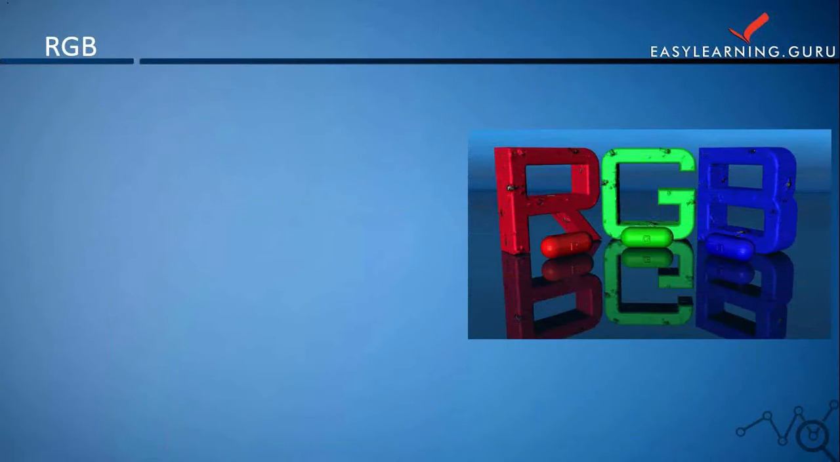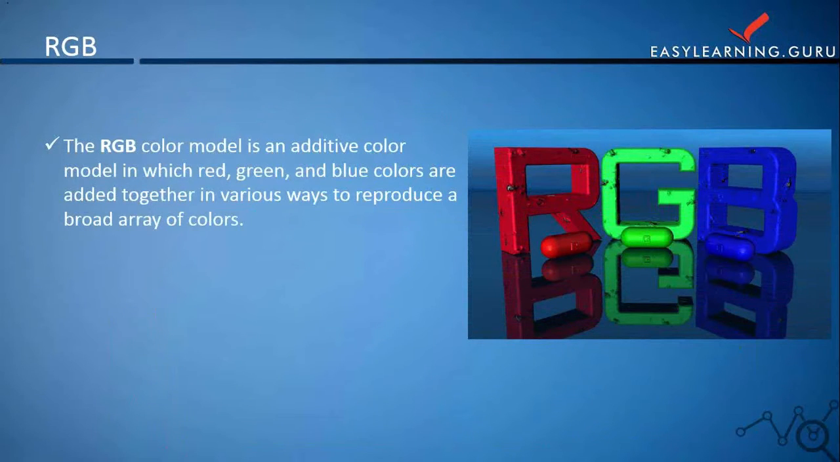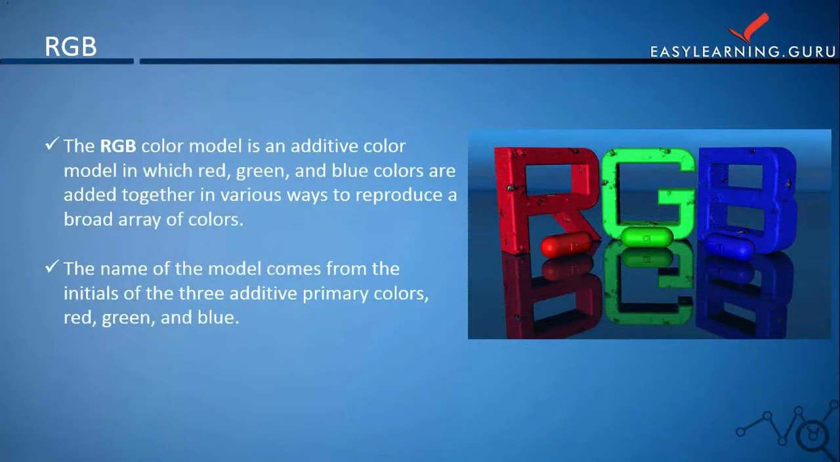Let's understand the RGB package available in R. The RGB color model is an additive color model in which red, green and blue light are added together in various ways to reproduce a broad array of colors. The name of the model comes from the initials of the three additive primary colors red, green and blue.